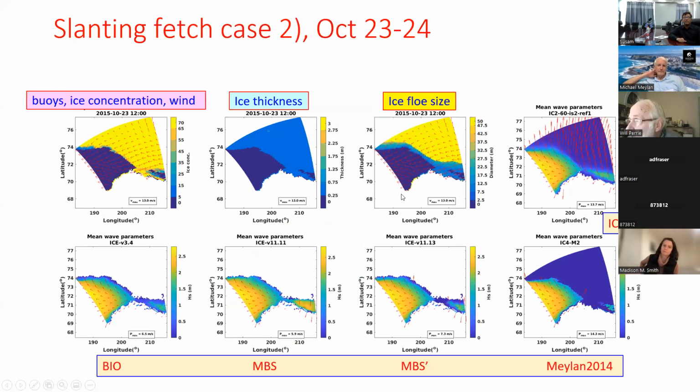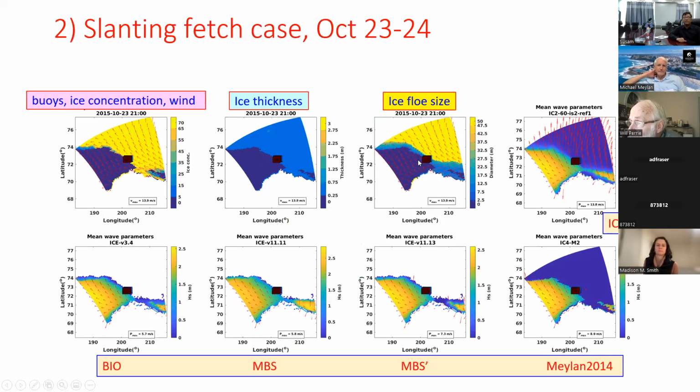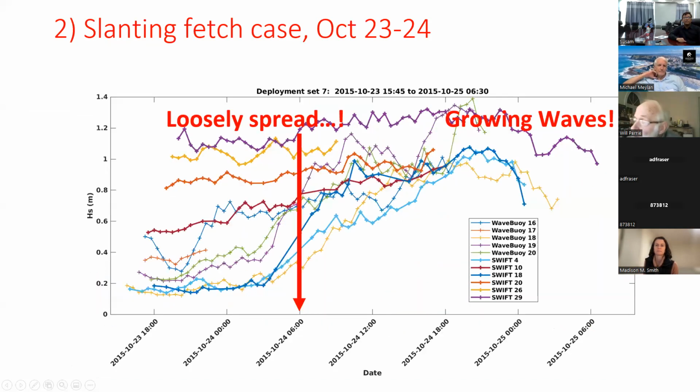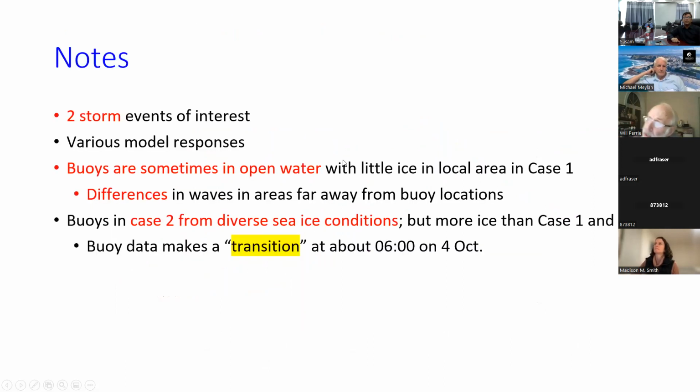And again, you can see how the buoys march along. And now we have a diversity of things. The buoys are loosely spread in terms of the waves they see. So this shows you the swath of wave heights for all the deployments. They grow, they reach a peak, and then they decay. They're only about 1.2 meters, but in the whole field experiment, these two periods were the two best ones in terms of having strong waves. So here, these are two storms, and the buoys are sometimes in open water with a little ice, like case 1, and in case 2, we have diverse ice conditions. So let's have a closer look at this.